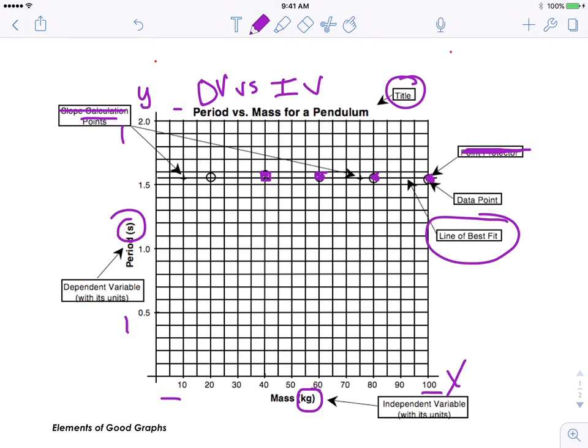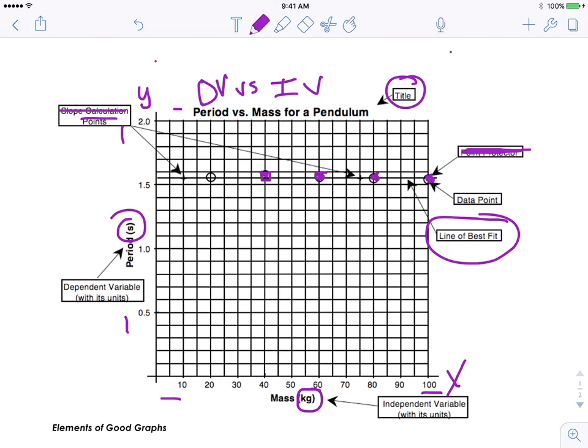And when I'm grading lab notebooks right now, it seems that a lot of people left out their title. So you'll lose points on that if you don't put your title. I think it's worth a point. So just make sure you guys are putting your titles. It's a really important part of the graph.